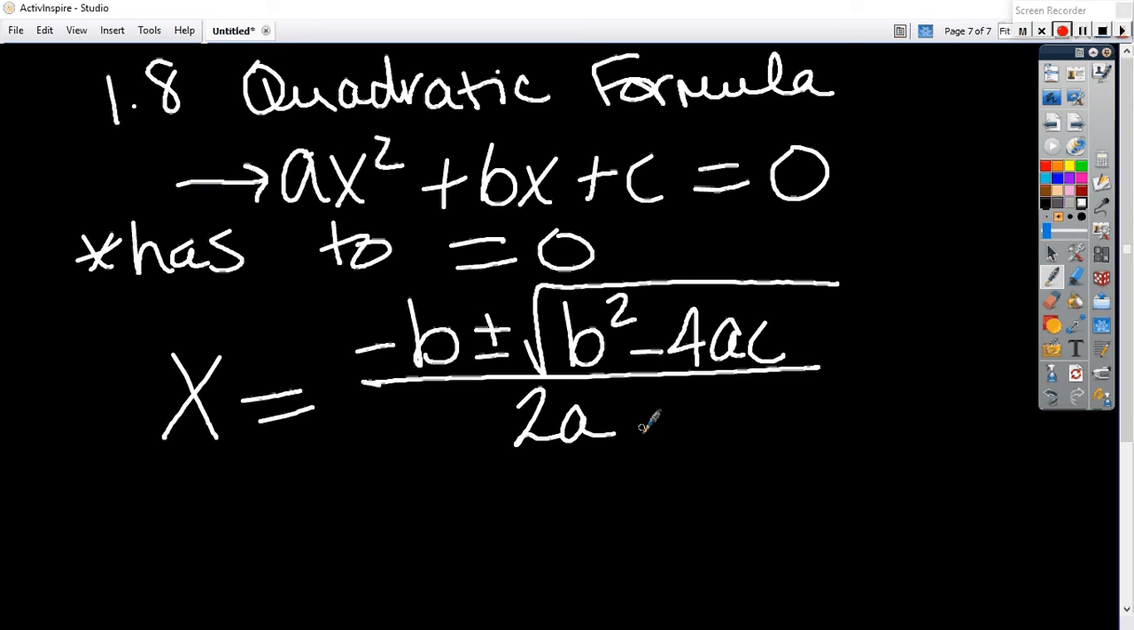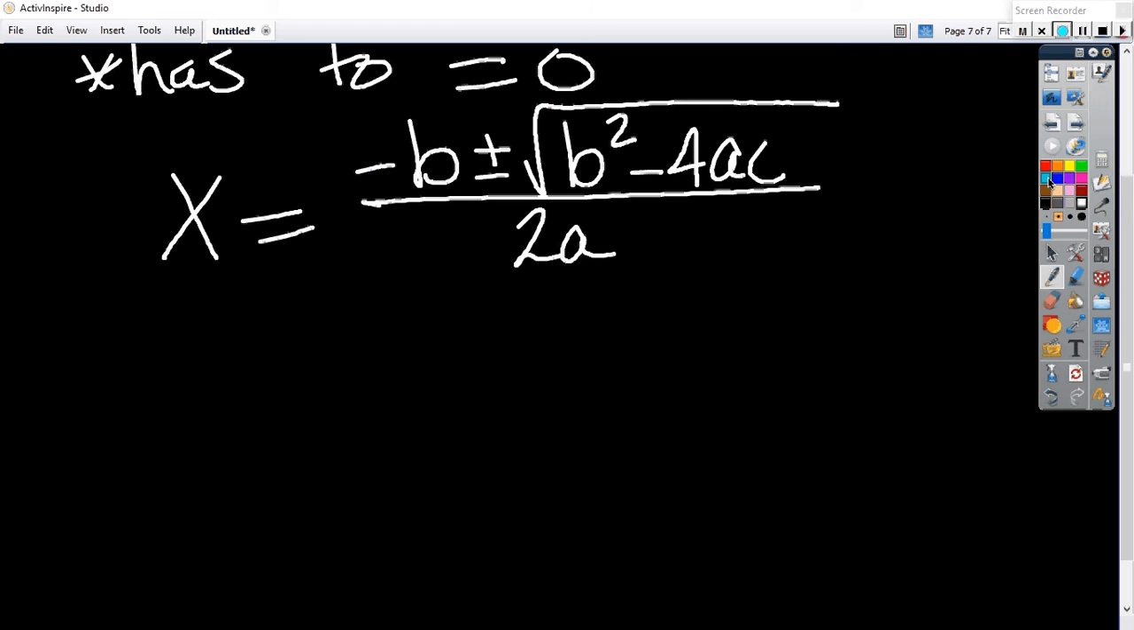So even ones that can be factored, you can always use this formula. The reason we don't is, if you can factor it and solve it, why wouldn't you? That's so much easier than this. But this lends itself to any problem, which is why we have it. All right, so let me show you an example.